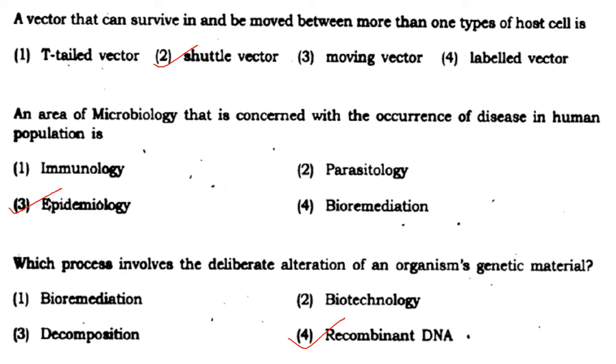Next one. Which process involves the deliberate alteration of an organism's genetic material? Option 1, bioremediation, 2, biotechnology, 3, decomposition, 4, recombinant DNA. Answer is option 4, recombinant DNA.